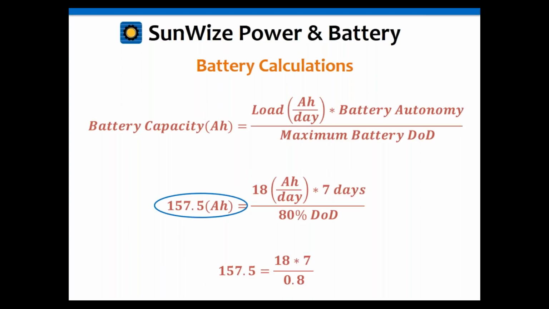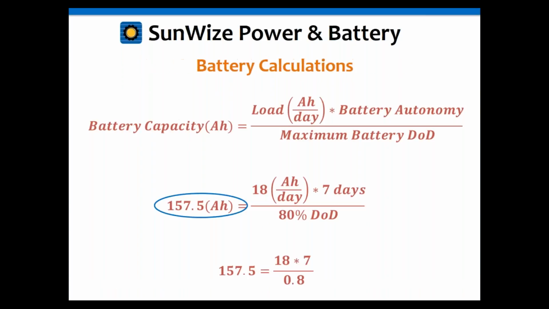So if we go through an example of that, using that same 18 amp hour a day load we mentioned before, we're going to go with a 7-day battery. So we take that 18, multiply by 7, and divide by the 80% DOD, and you're going to find you have a required battery capacity of 157.5 amp hours.